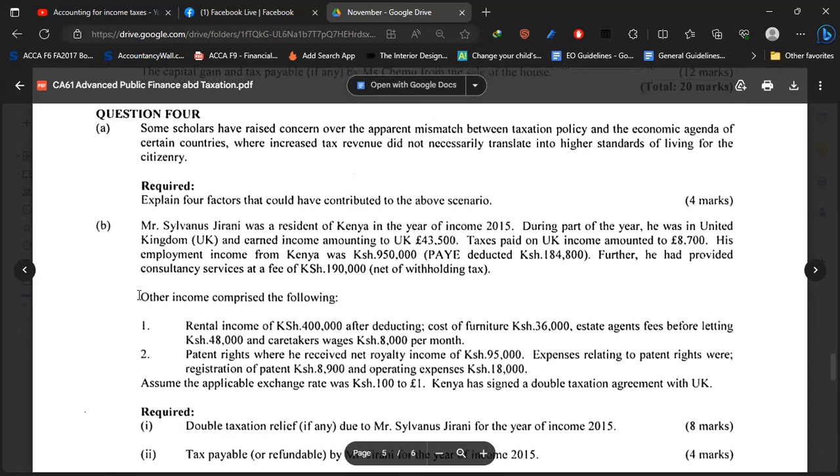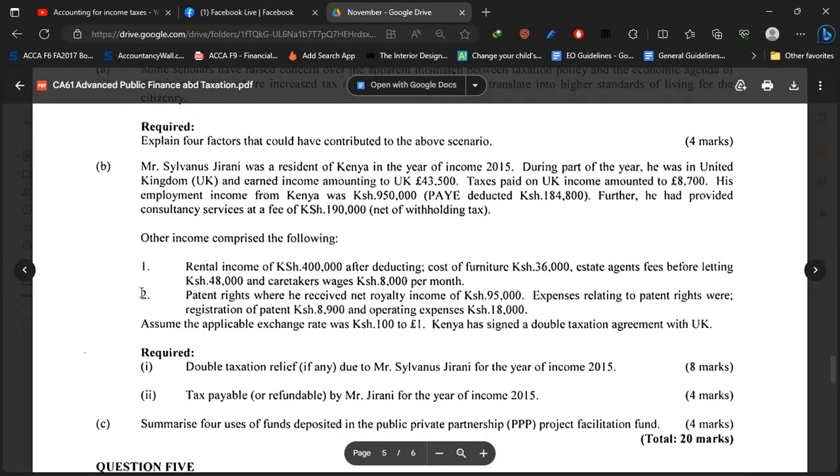But already when you look at the question, the setup of the question is different from what we have done. So in this case, the first thing that I just want to determine is the Kenyan income, because I've been told that during part of the year he was in the United Kingdom and earned income of UK 43,500. Taxes paid on the UK income amounted to 8,700. His employment income from Kenya was 950,000. Pay deducted was 184,800 shillings. Further, he had provided consultancy services at a fee of 190,000, which is net of withholding tax.